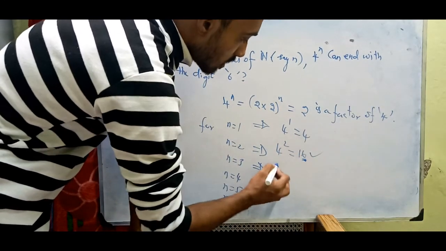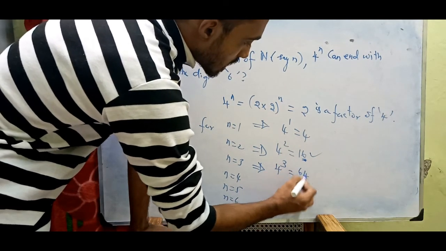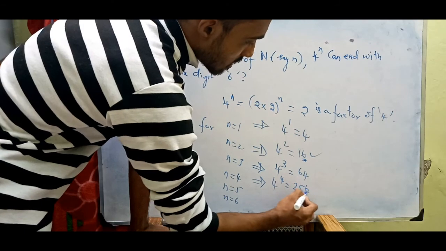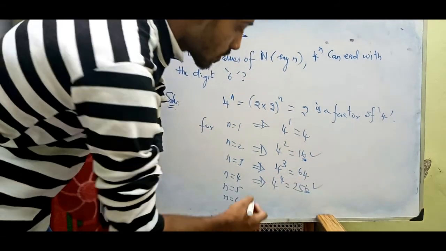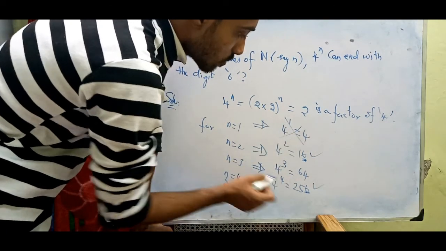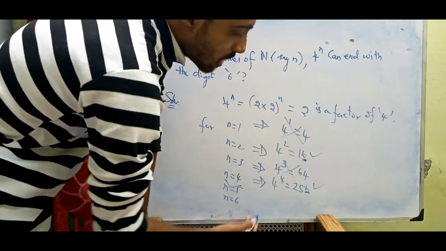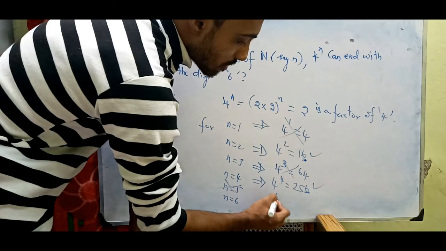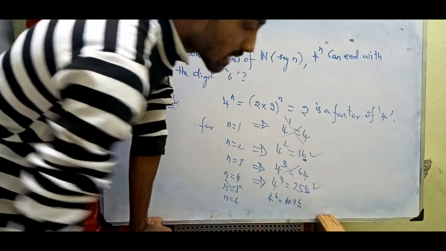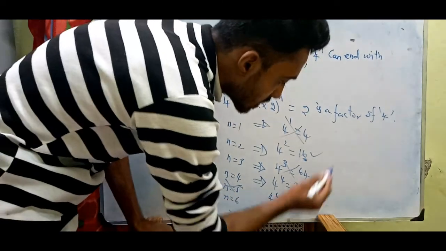Okay, so this is okay. 4 cube is 64, 4 power 4 is 256. It ends with the 6. Again this is okay. 4 power 5 will not work because every odd number does not work. 1, 3 and 5 will not work. And 4 power 6, if you want you can check, is 4096. And it ends with the 6.